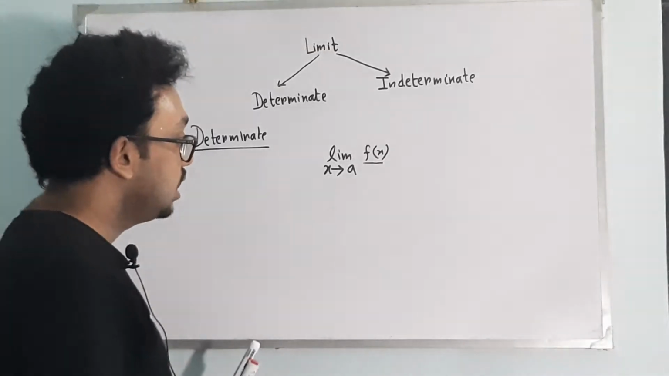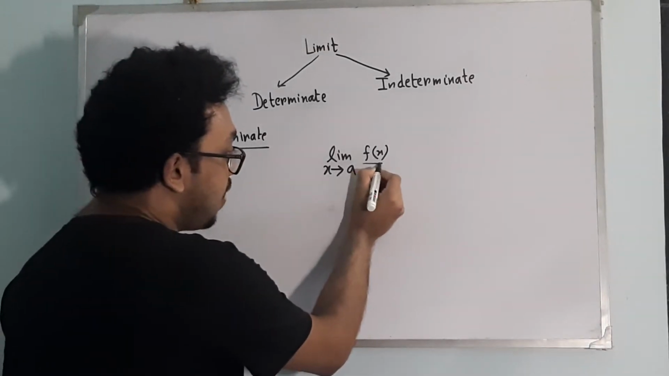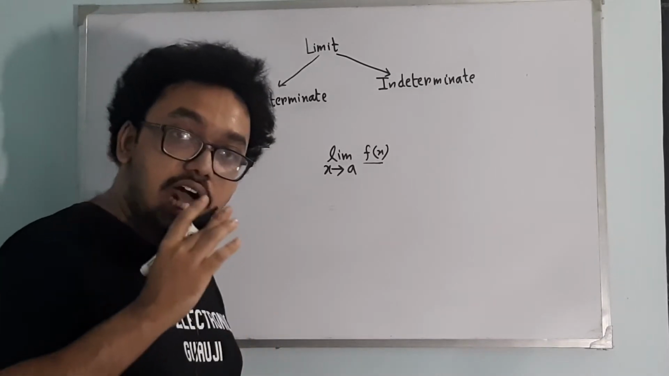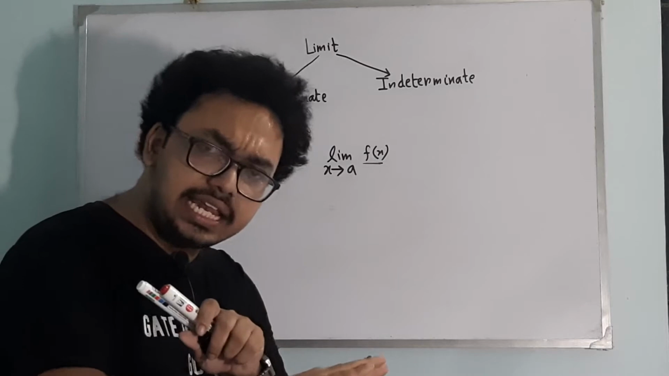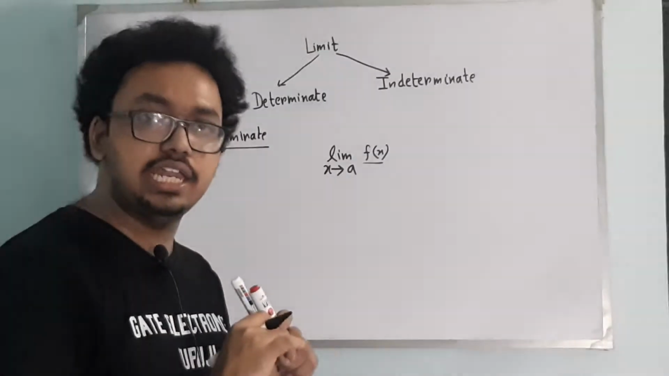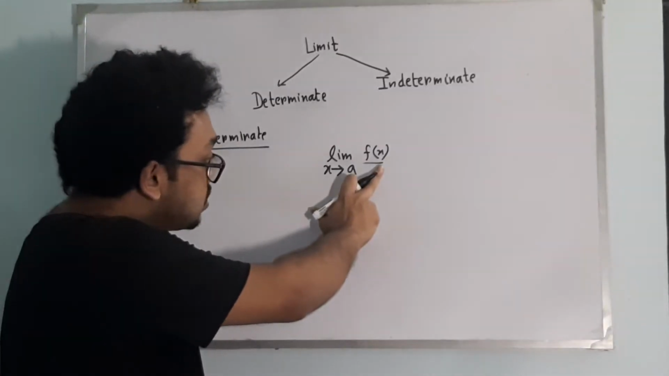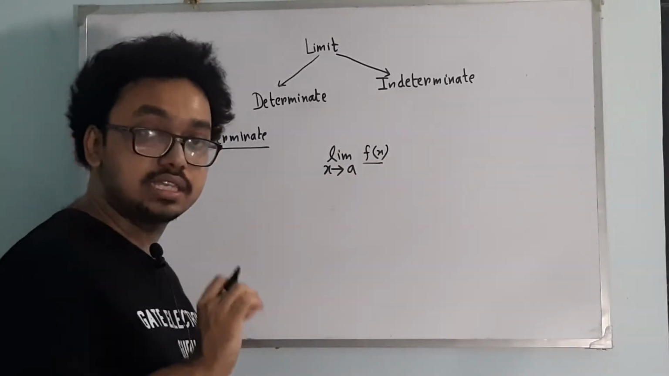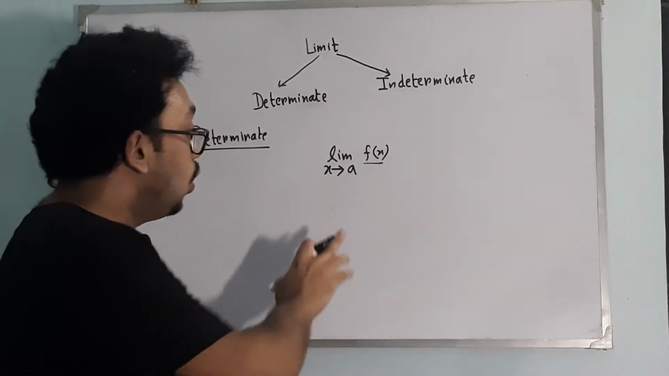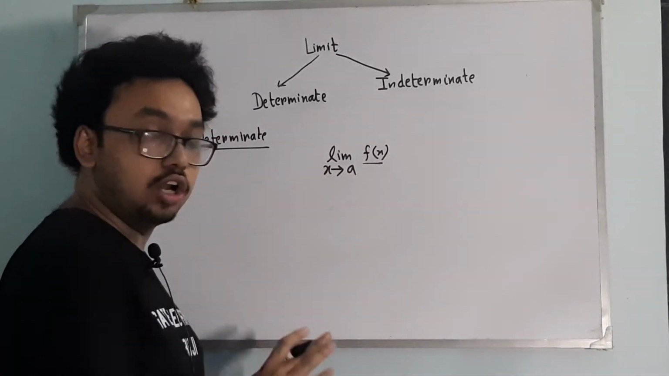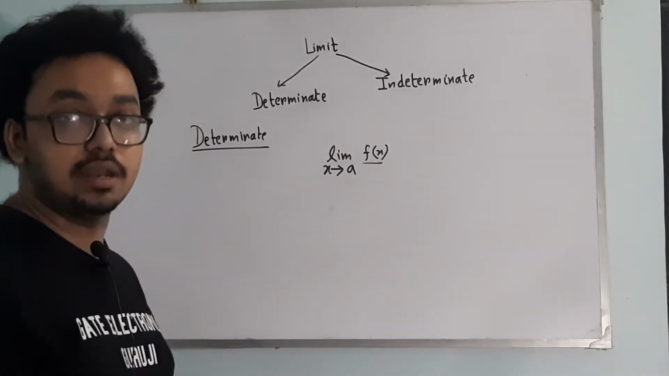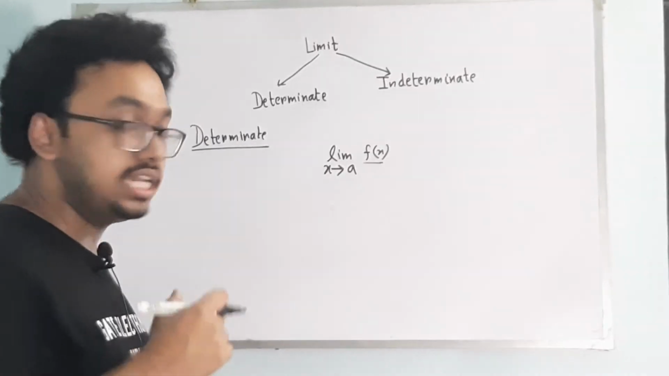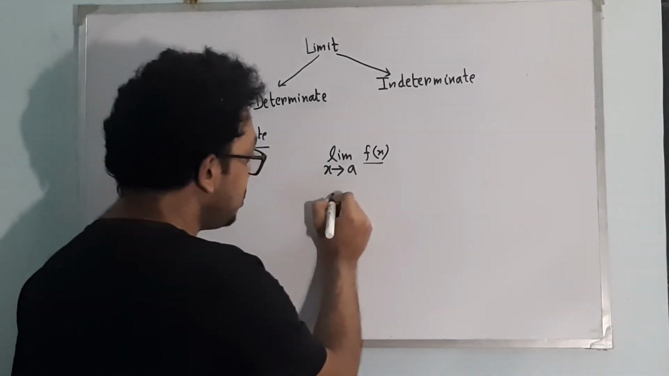What did I say? I said that if you have a function f(x) such that just by observing the function, without doing any further manipulation or any further calculation, you can comment whether the limit exists or not when x tends to a, then we will say that the limit is present in determinate form. Clear? Let us take an example of this case.